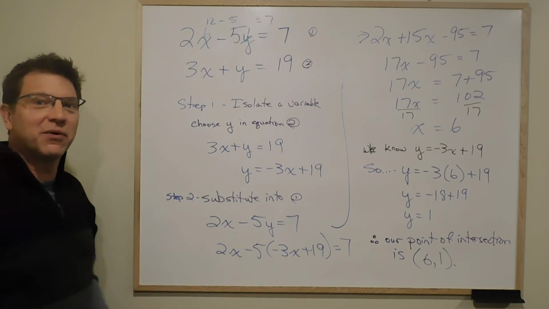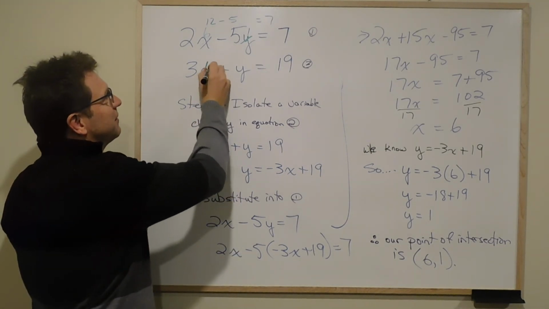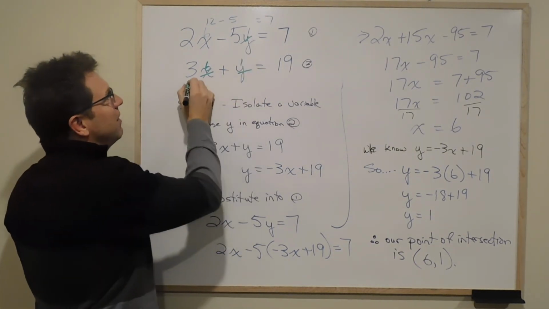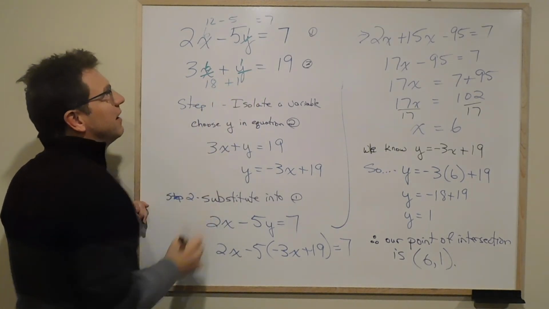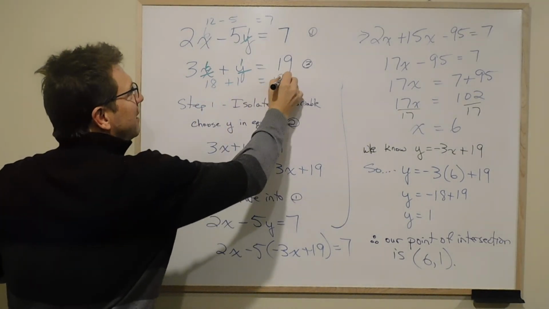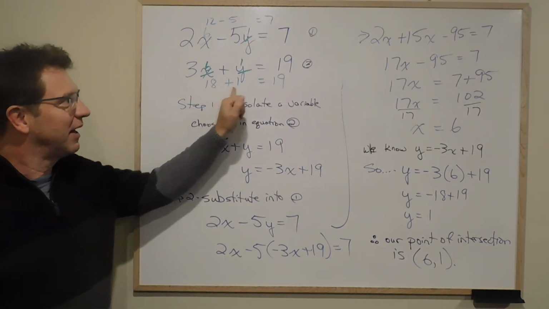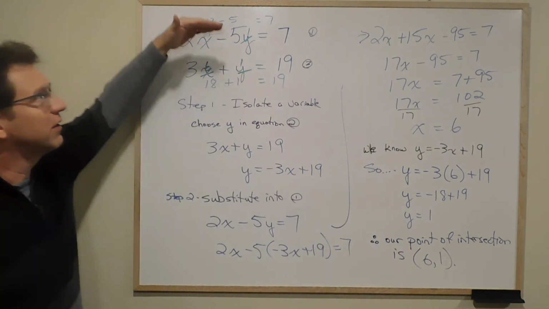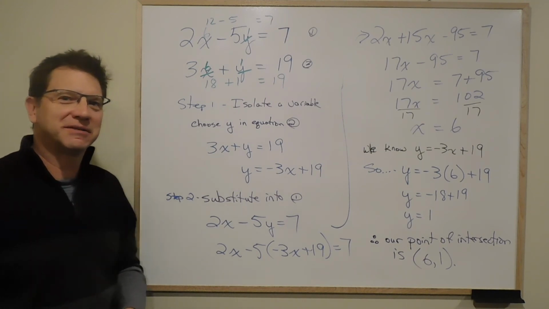Question is, does it work in equation 2? Well, now we have equation 2. We'll replace x with a 6 and replace y with a 1. Well, 3 times 6 is 18 plus 1 equals 19. And that is true as well, so we know that 19 equals 19. So this point works in both equations, so we know for sure it's our point of intersection.